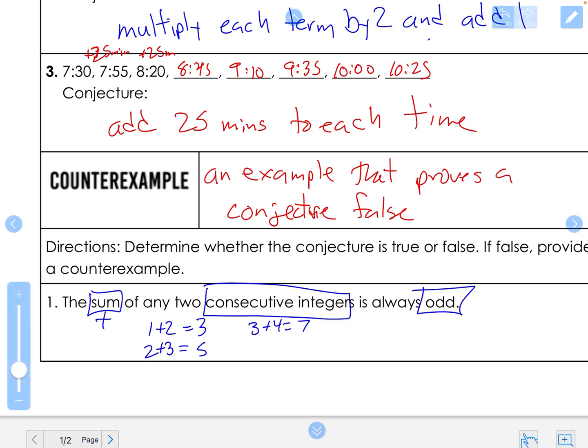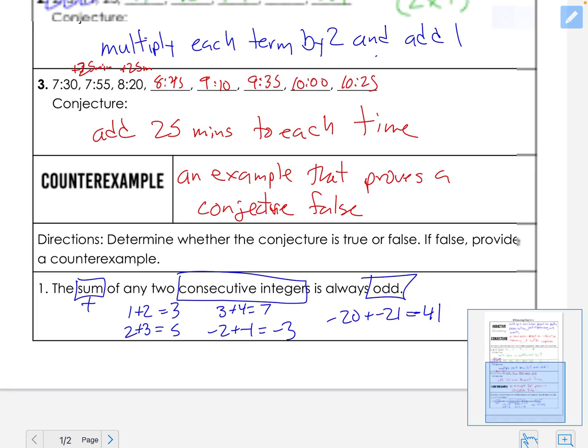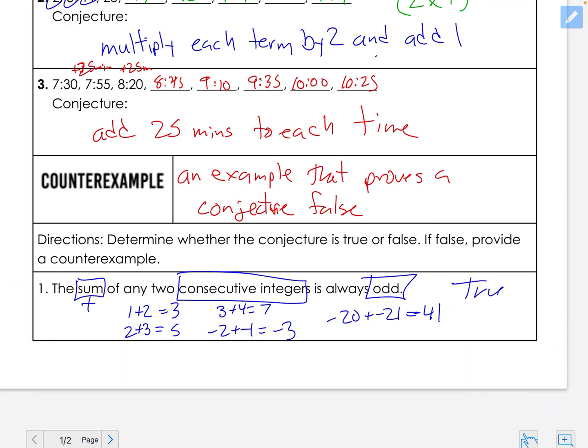And now let's try some different numbers. Let's try negative 2 plus negative 1, which is going to become negative 3. Let's go negative 20 plus negative 21, which equals negative 41. So I've come up with 5 different examples. I can't think of another one, and it seems like they're always going to be odd. So this conjecture is true.